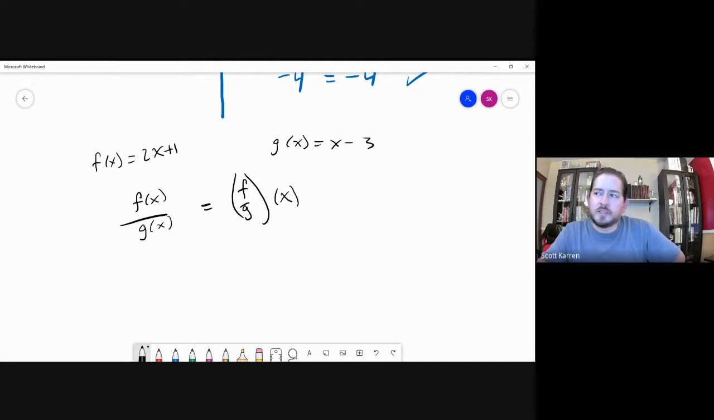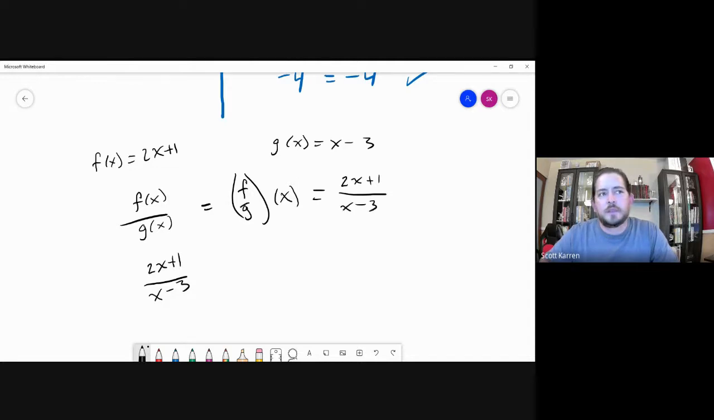And again, they should be the same thing. So f of x is just 2x plus 1. G of x is x minus 3. There's not a whole lot that I can do to simplify this. So this is just my value. And there's no point in evaluating these separately, because evaluating f over g of x is evaluating f of x and then dividing it by g of x.